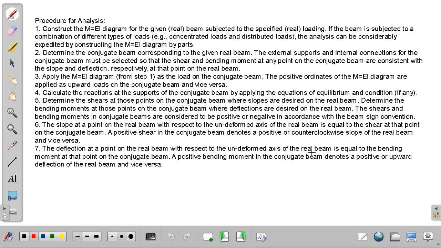So we have here the procedure for analysis in computing the conjugate beam method.